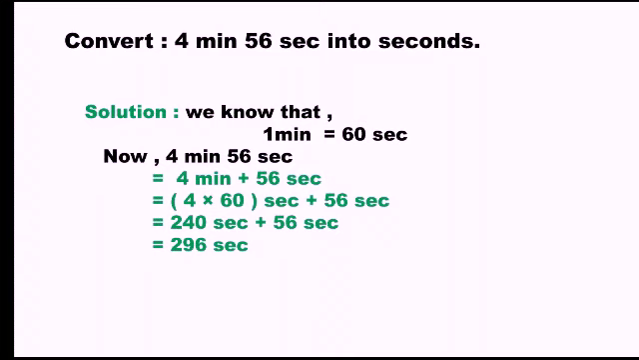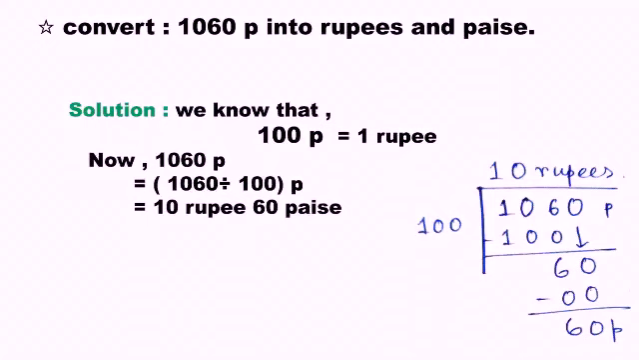Now 4 minute 56 second equals 4 minute plus 56 second. Separate first, then convert, then multiply, then add. So the rule is, when you are converting a bigger unit to a smaller unit, first separate, then convert, then multiply, then add. After adding, I have got 296 second. Just check the answer whether it is right or wrong.